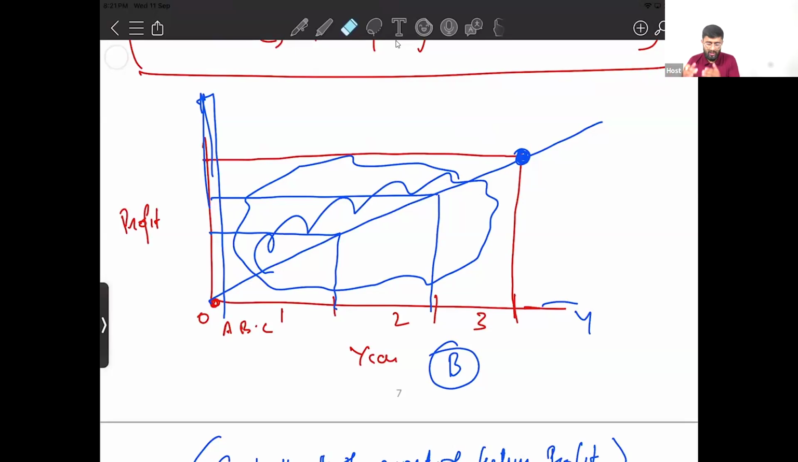So B, when he dies or when he retires, we will give him some extra amount which will be called as his share of goodwill.